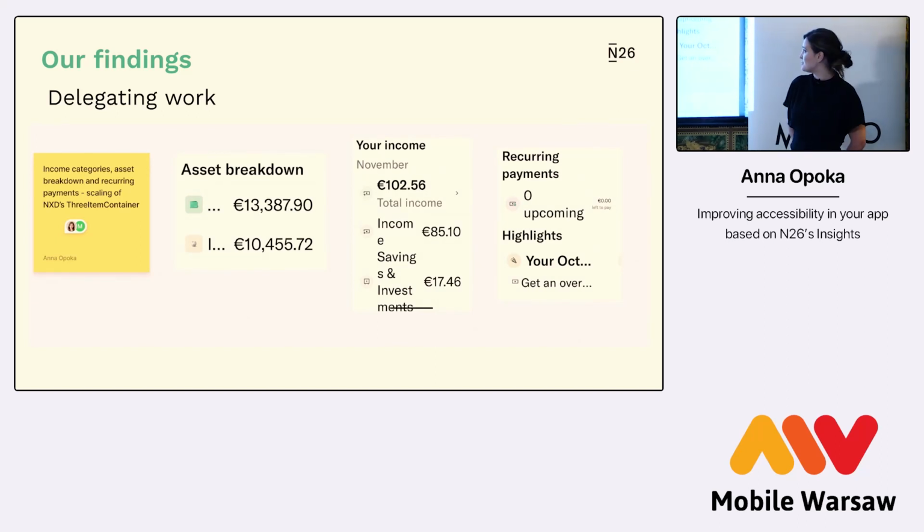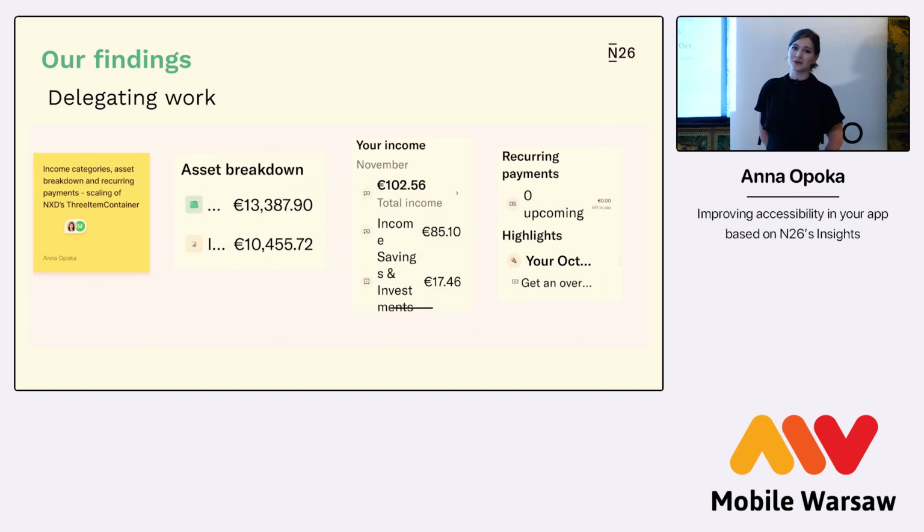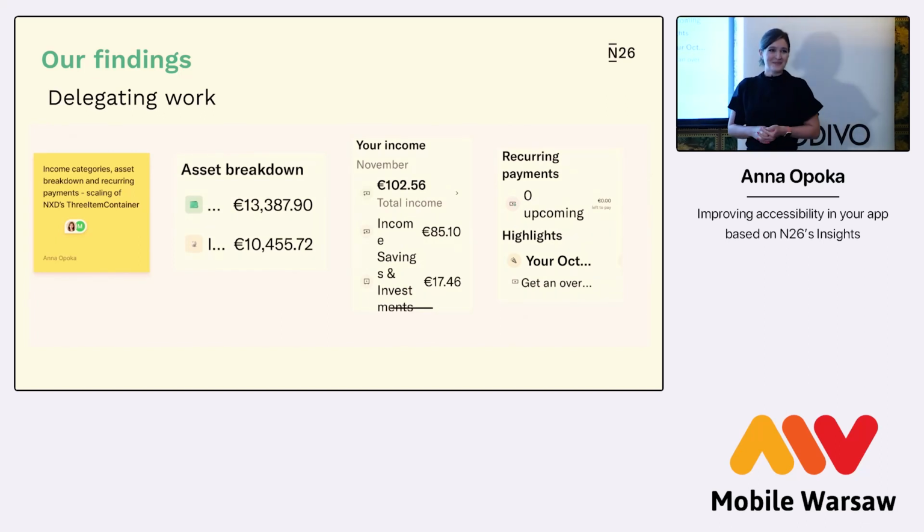examples is a 3-item container. This is a part of our design system. And it's a component that we are really using. It's one of the most used components in our app. And as you can see, when we increase the font a bit, or when we increased in the past, it was not really readable. And so when I did some testing in the Insights dashboard, I found this.